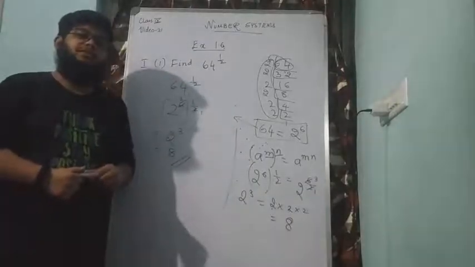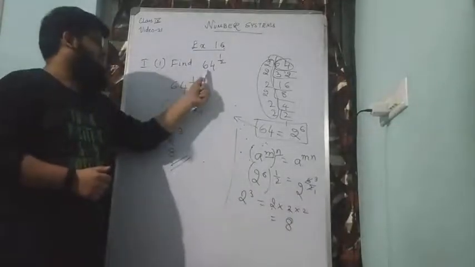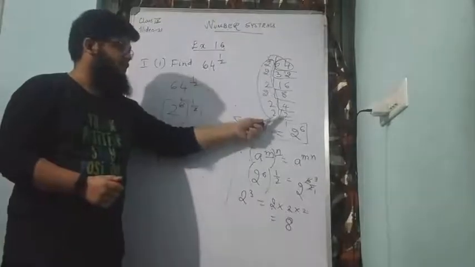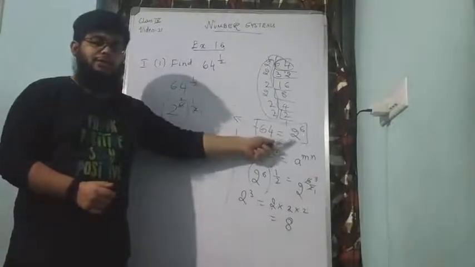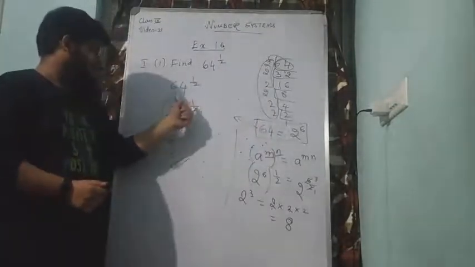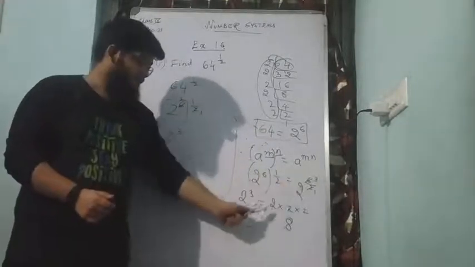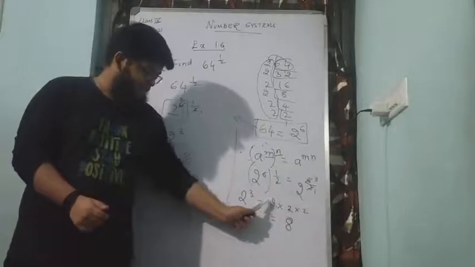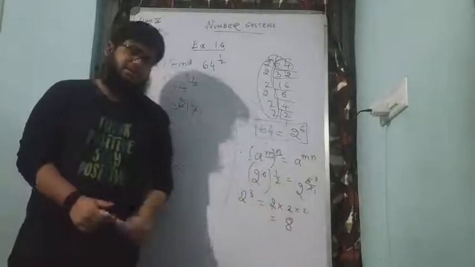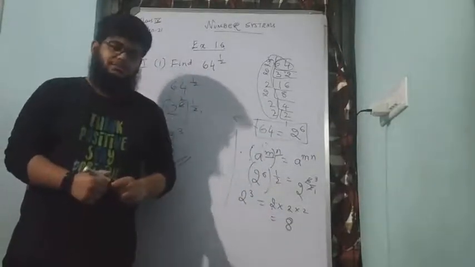So what are the steps that we have followed here? We take 64, we factorize 64 and try to convert that into its exponent form, and then use this law, do cancellation like this. We get 2 power 3, and 2 power 3 means 2 multiplied 3 times is 8. So 8 is going to be your answer.